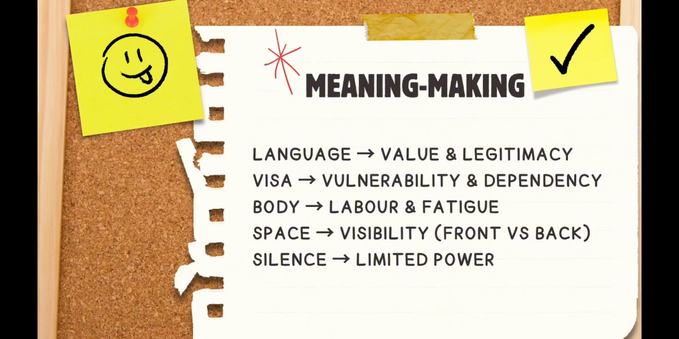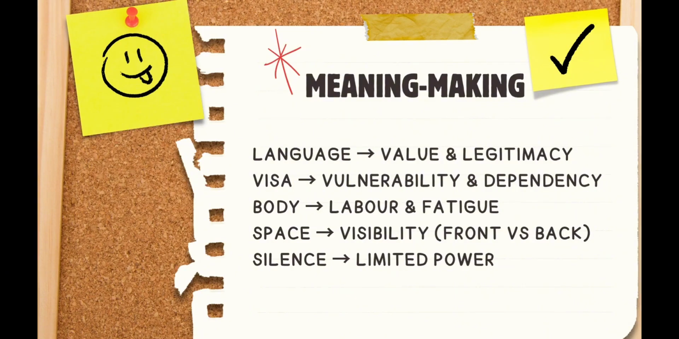This experience can be understood more clearly through meaning making. First, language is not just a tool for communication, but a marker of value and legitimacy. As seen in the interviews, English proficiency becomes the key criterion for judging employability. Second, visa conditions create vulnerability and dependency. Because working hours are restricted, international students have fewer choices and are more likely to accept unfavorable conditions.